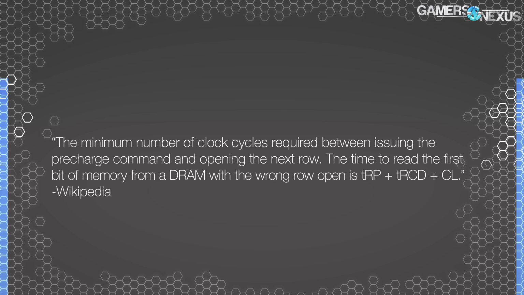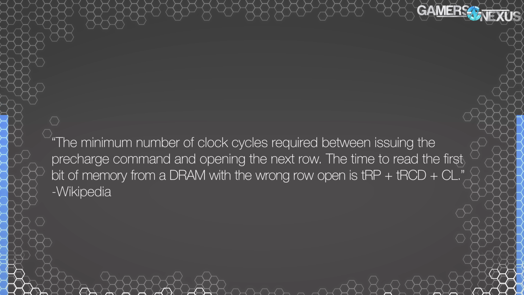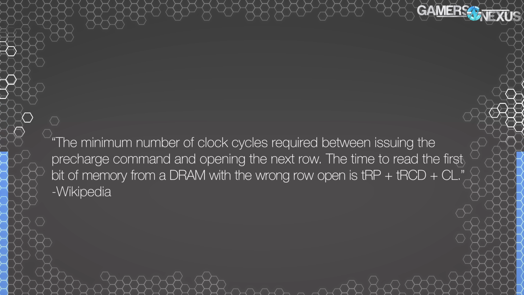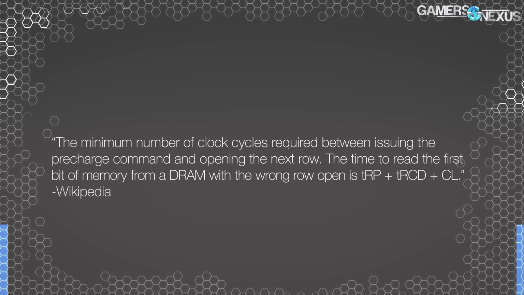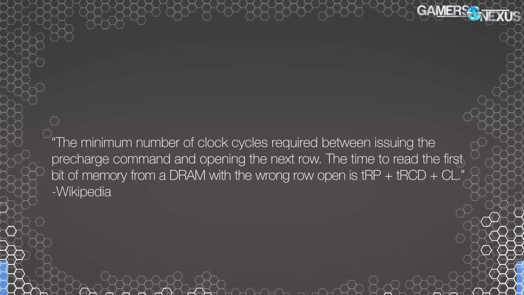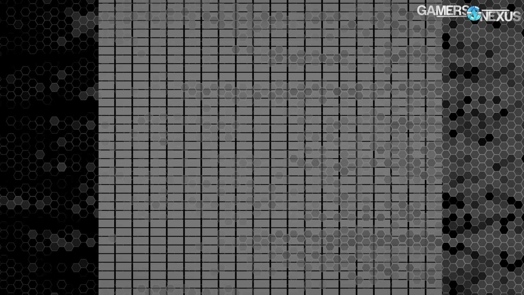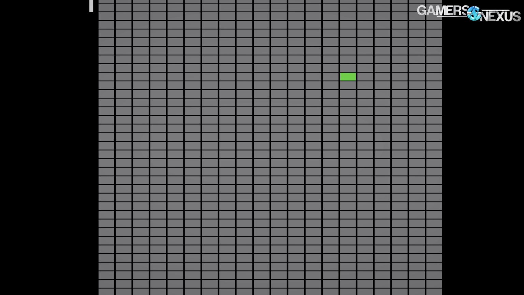Wikipedia says, quote, the minimum number of clock cycles required between issuing the precharge command and opening the next row. The time to read the first bit of memory from a DRAM with the wrong row open is tRP plus tRCD plus CL. And our version expands in this way: if the wrong row is open, a page miss, it needs to be closed or precharged. Then the next needs to be opened, and then the column within the row needs to be accessed. This, therefore, takes tRP plus tRCD plus CL time to complete.